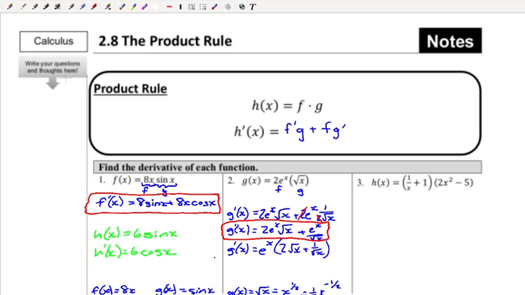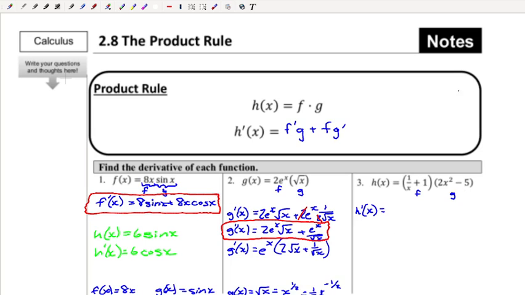So we need 2 functions with x, and that's what we're looking for in our third example. So in this case, each of our parentheses is going to be one of our functions. So this is going to be our function f. This is going to be our function g. So then h prime is going to be, well, the derivative of f. So you might need to come around somewhere else and do the derivative of 1 over x.